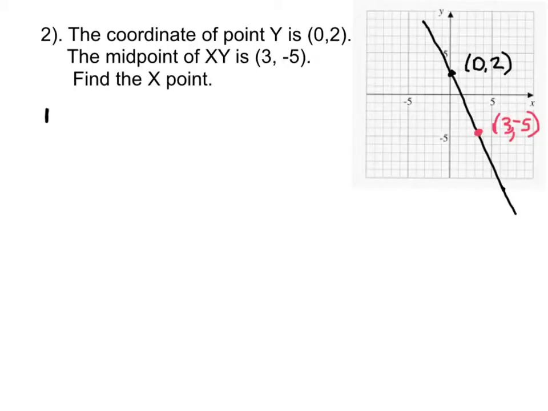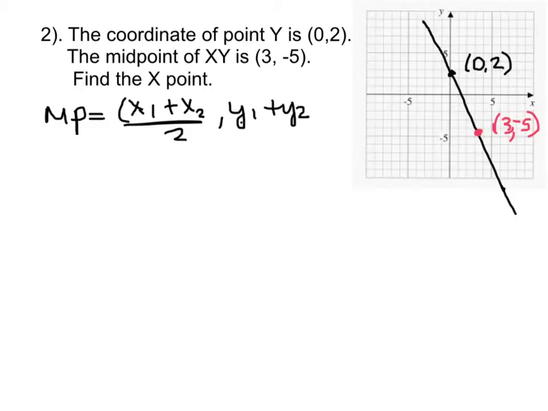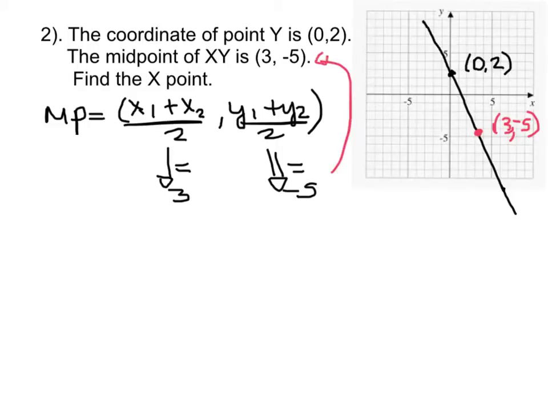And if you remember that the midpoint formula is x1 plus x2 into 2, y1 plus y2 into 2. Let's substitute. I know that this is equal to 3, and I know that this is equal to minus 5, because they are telling me here that that is the midpoint. So what I'm going to do is substitute the values that they're giving me.